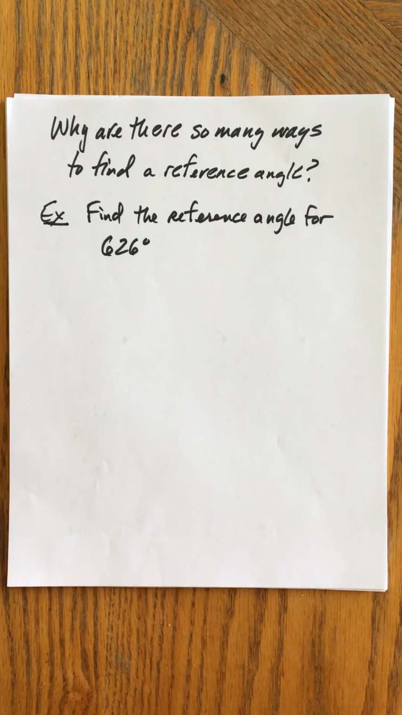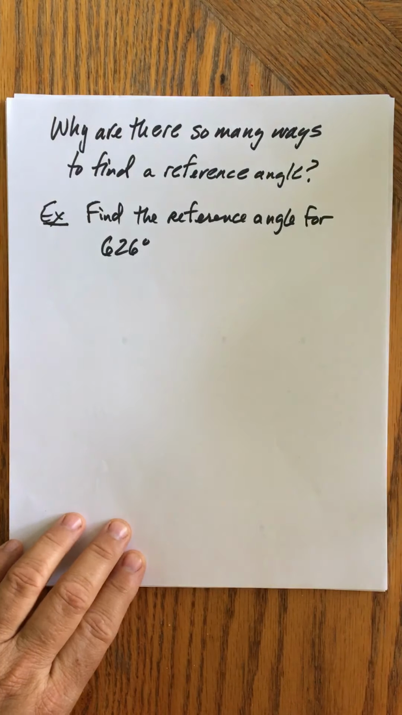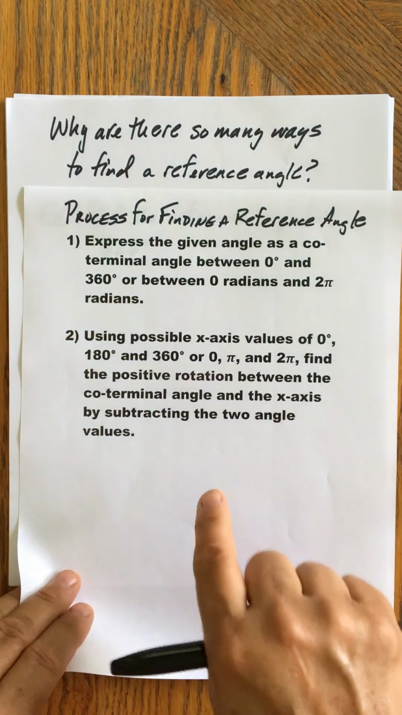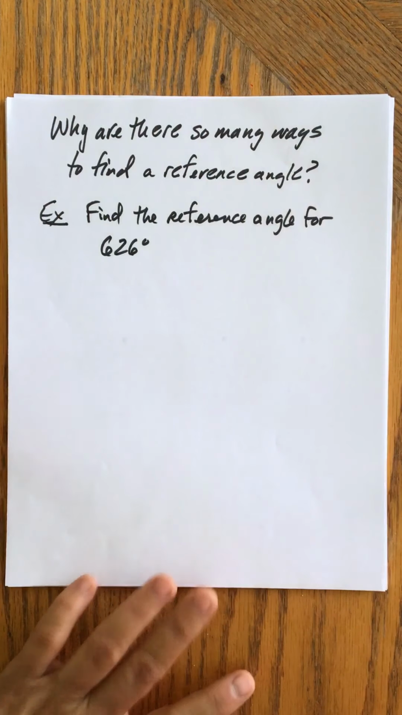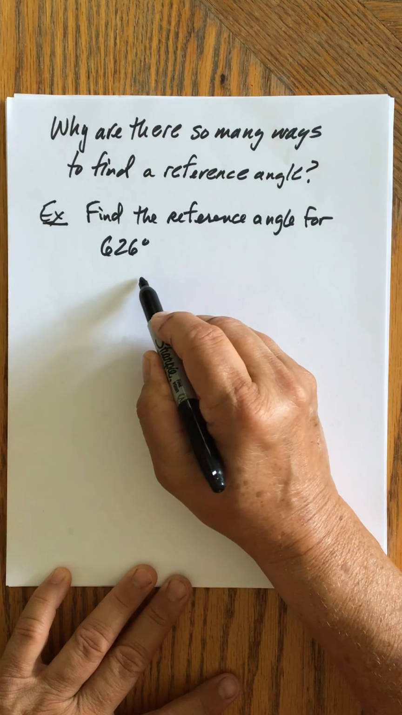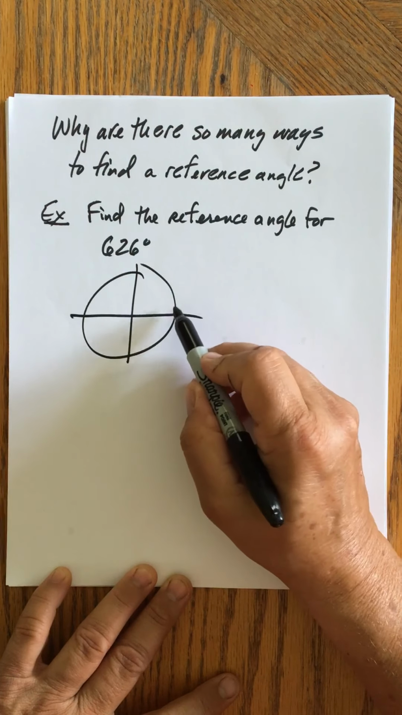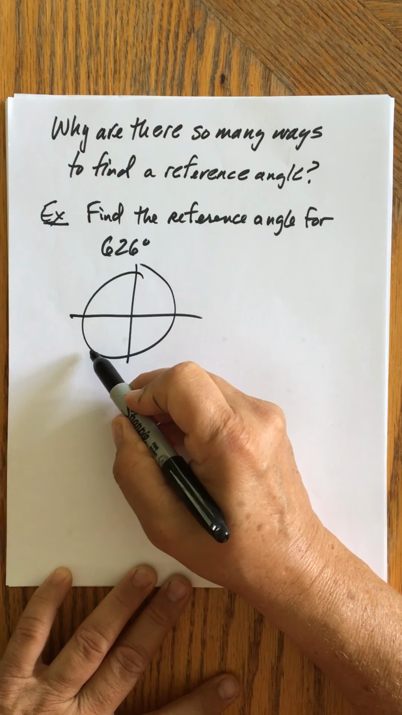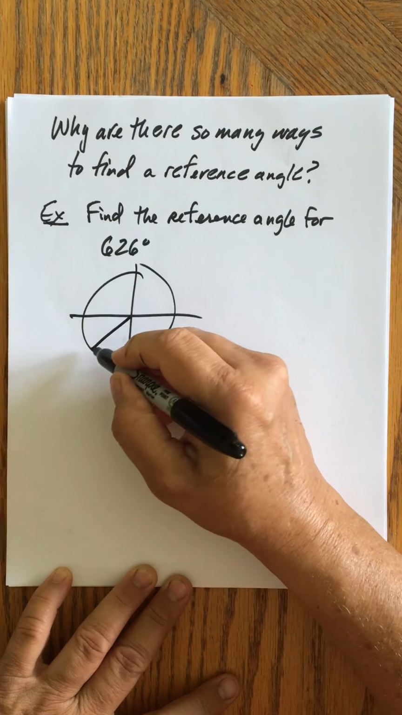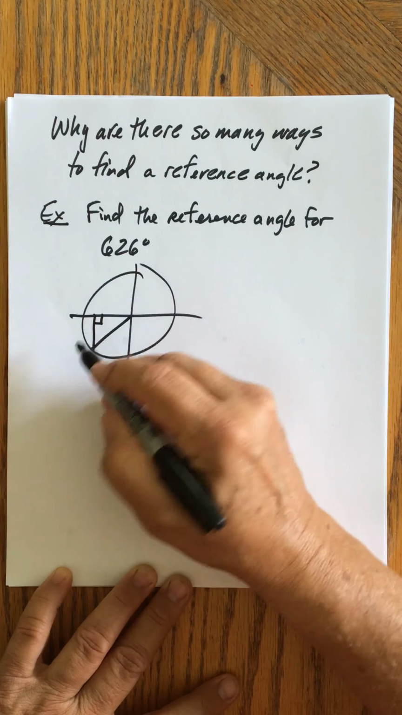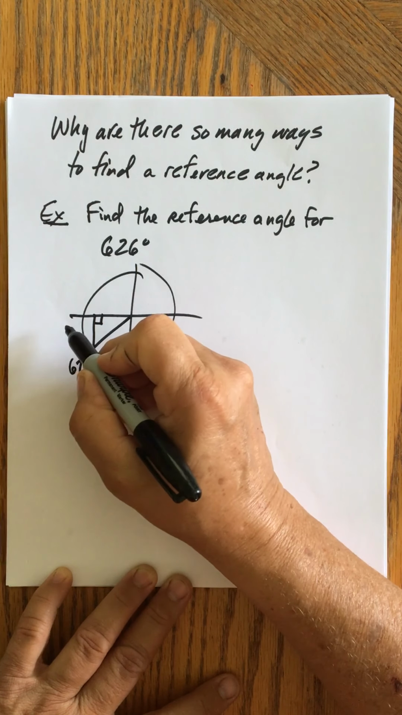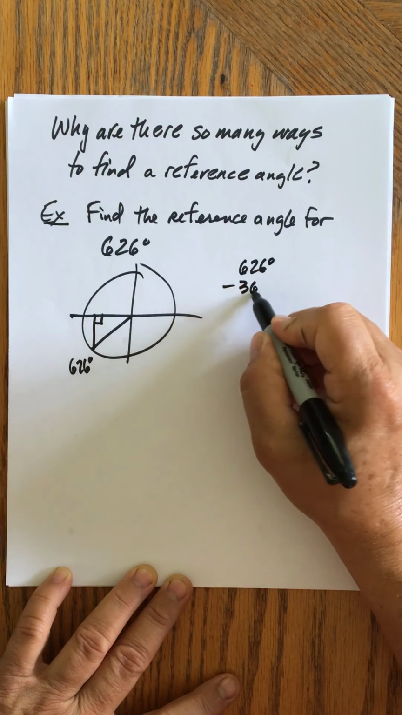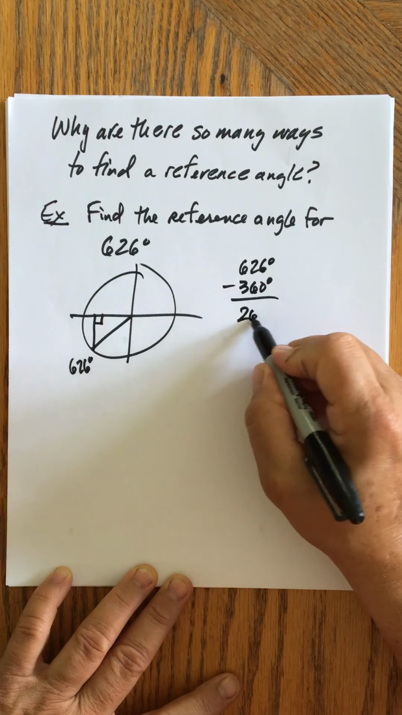And here you would say, if we follow the rules, right, of first expressing the given angle as a coterminal angle between 0 and 360 and then finding the difference between that value and the x-axis value, let's go ahead and do that. So you're here, you wrap around, and what you find is that you're going to end up somewhere in quadrant 3, and you're like, well, okay, let's suppose it's here, and you say this is 626, and then you say, okay, let's go ahead and subtract 360, and what you get is 266 degrees.